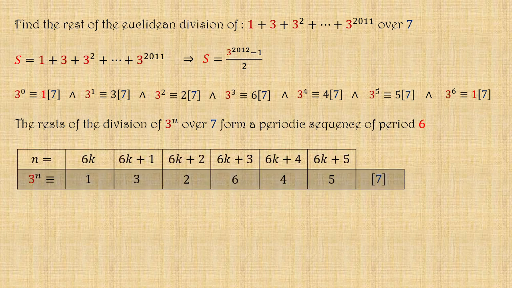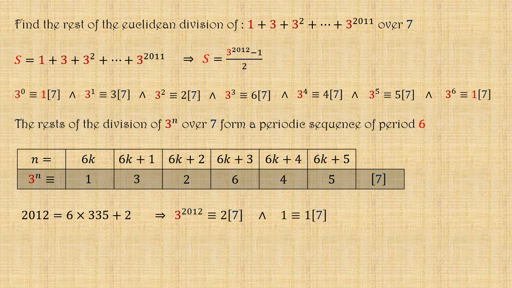And, as we can see in the table that appears, if n is equal to 6k, then 3 to the power of n would be congruent to 1 modulo 7. As for the other periodic values of n, the rests of their Euclidean division over 7 are 3, 2, 6, 4, and 5. So according to this table, as 2012 equals 6 multiplied by 335 plus 2, then 3 to the power of 2012 would be congruent to 2 modulo 7.